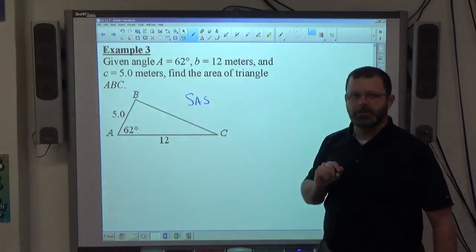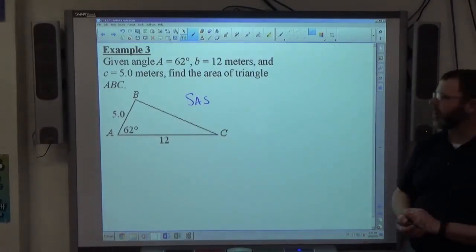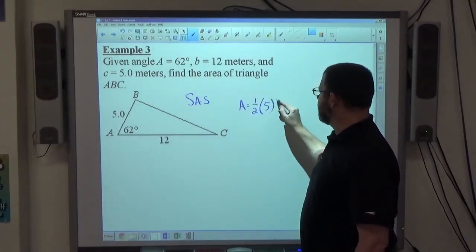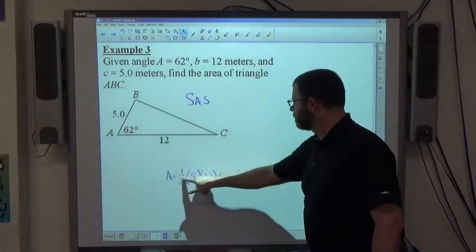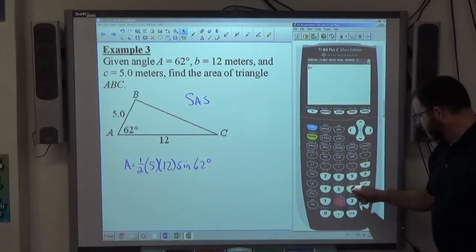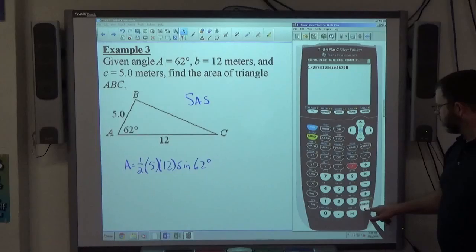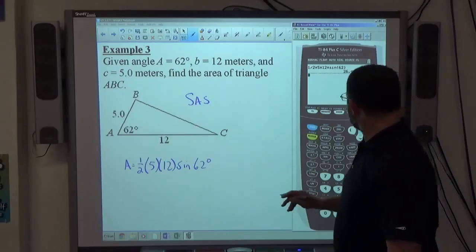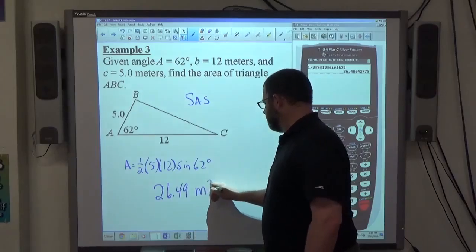Establish what type of information is given to you, and allow that information to establish how you're going to find the area. In this case, the area formula is 1/2 times this one side times the next side times the sine of the angle between. And then we just type in our calculators. So 1/2 times 5 times 12 times sine of 62 degrees. And that comes out to 26.4884277. Better known as 26.49. Unit of length here is meters, so it'll be meters squared.